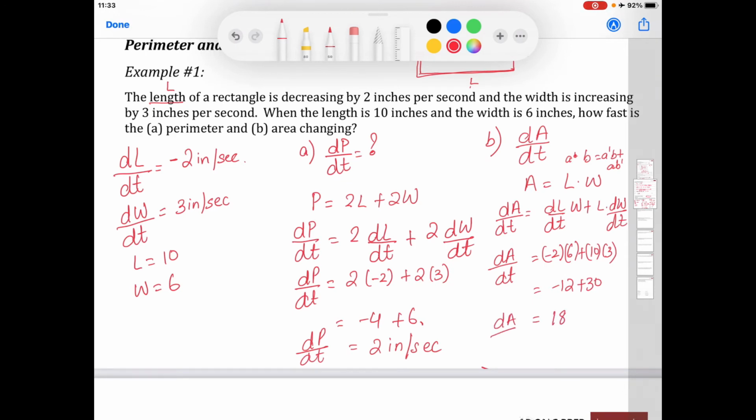Area is squared, so it's going to be 18 inches squared per second. So that's how your area is changing.